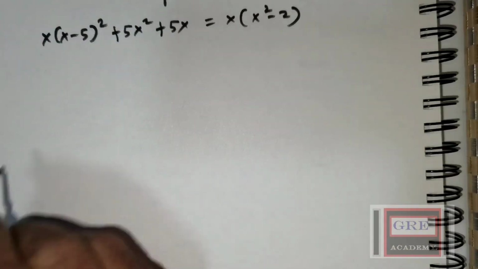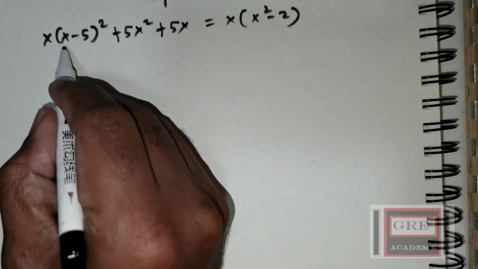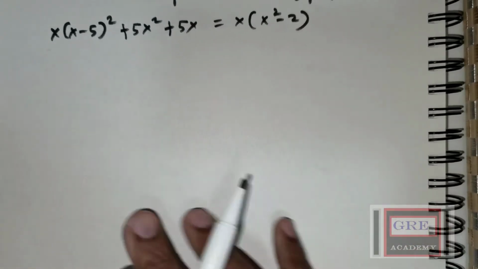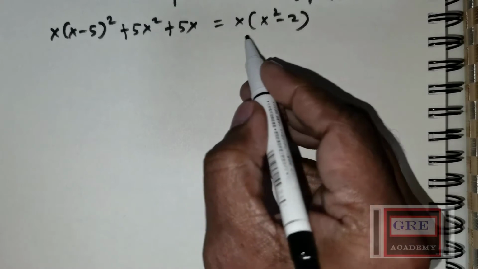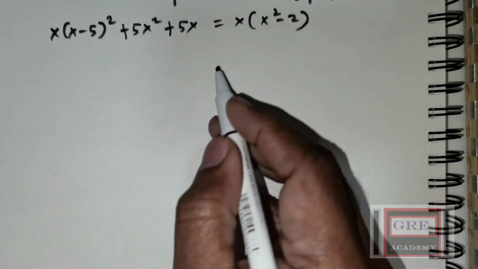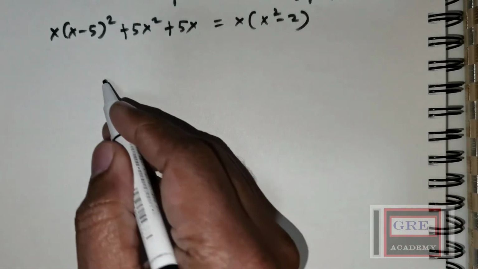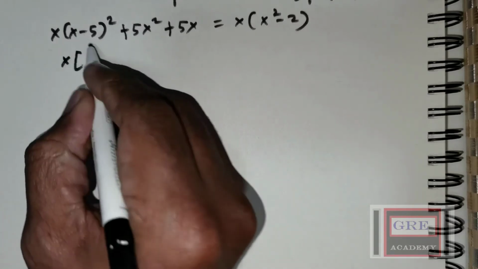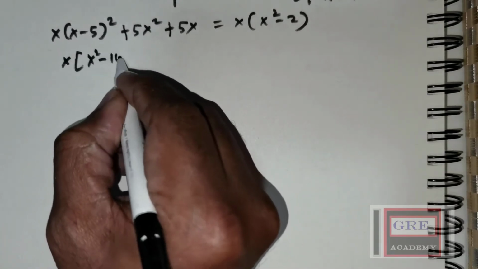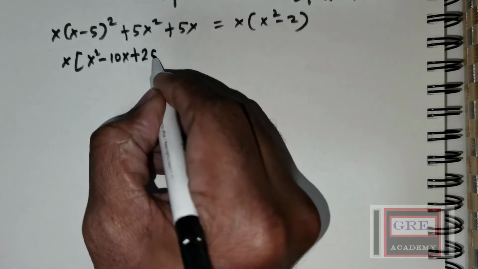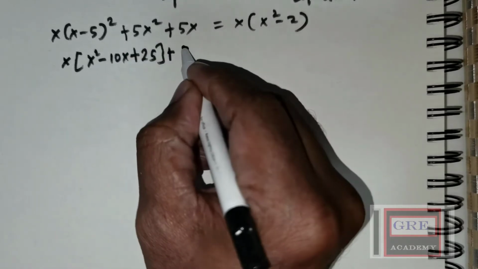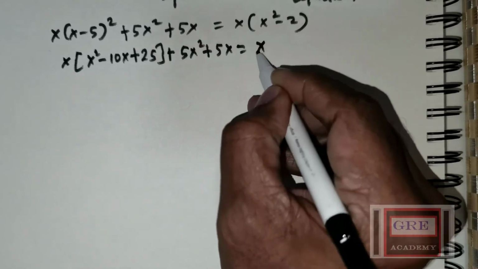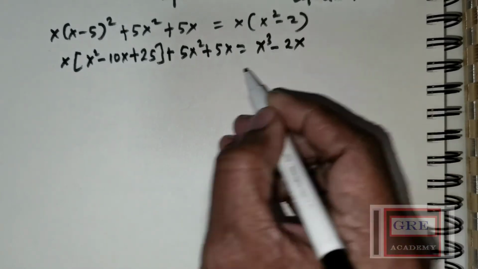Students, we are given the next question. x(x − 5)² + 5x² + 5x = x(x² − 2). We are expected to find if this is a quadratic equation or not. Now if you were to expand this, this is going to be x² − 10x + 25, and this is going to be 5x² + 5x = x³ − 2x.